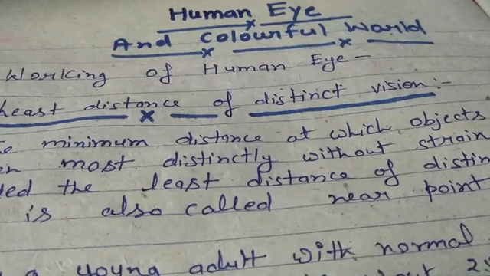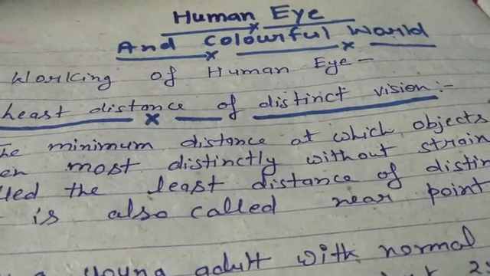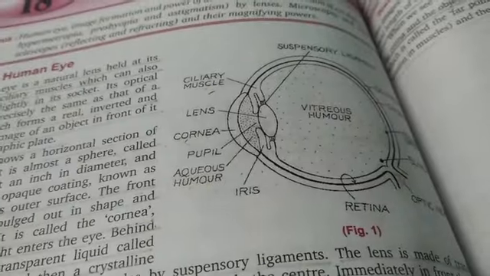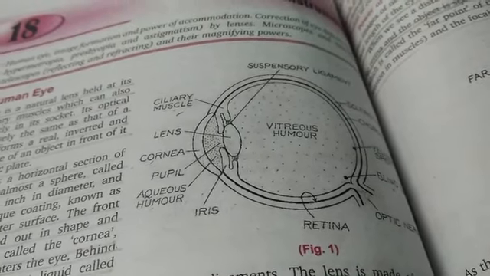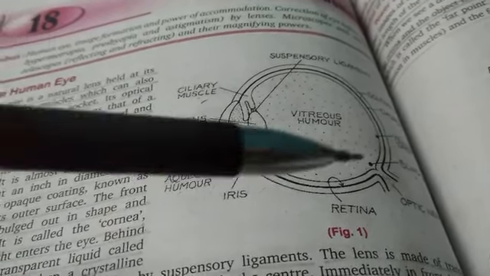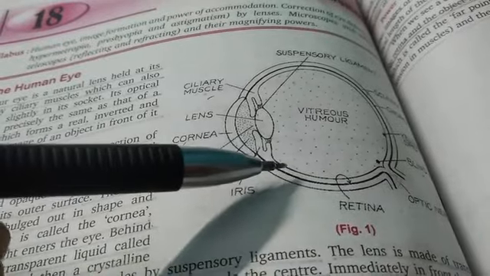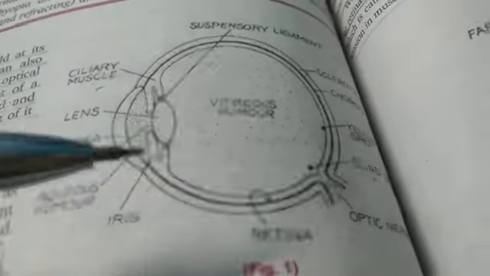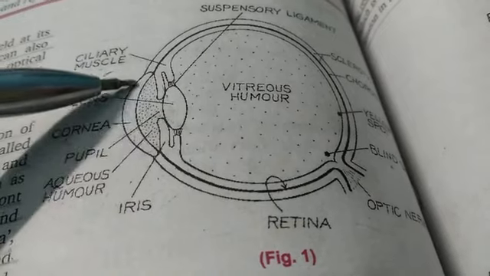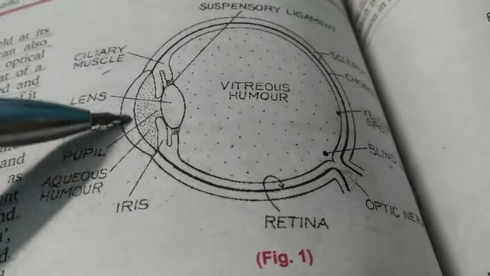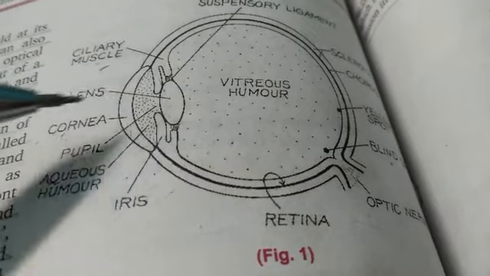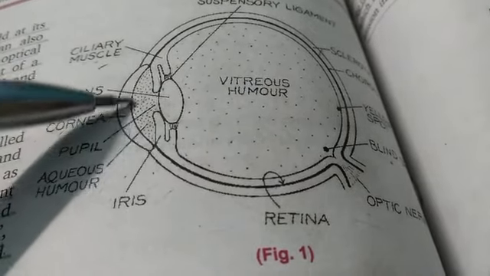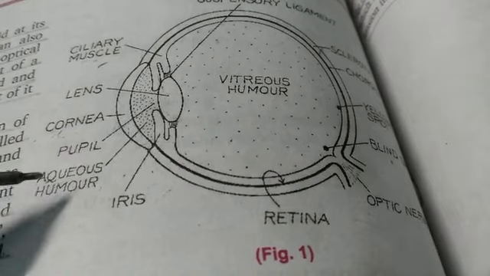So let's try to understand the working of human eye with the help of a diagram. So here I believe that you are able to see the diagram of the eyeball. Now you can see that our eyeball is almost spherical and it is about 1 inch in diameter, and this outer transparent part of the eye is called cornea, through which light enters the eye. And here we have a liquid kind of material which is called aqueous humor.